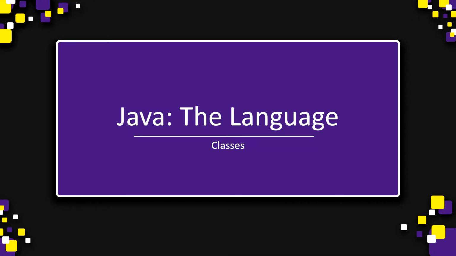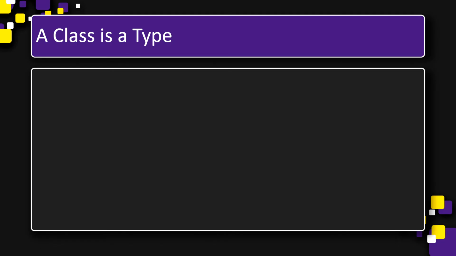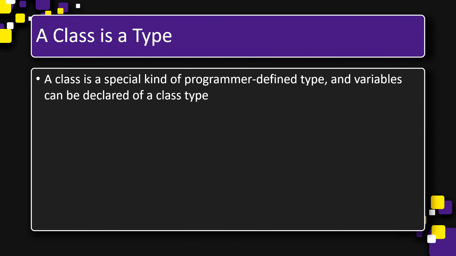Everyone, so I'm going to go over how to write classes in Java. Now, we did this a little bit in the previous lecture slides, but we're just going to go over it again, a little bit of review and a little bit of new things in here as well. So classes in Java. Let's remember that a class is just a type in Java. So a class is a special kind of programmer-defined type, and variables can be declared of a class type.